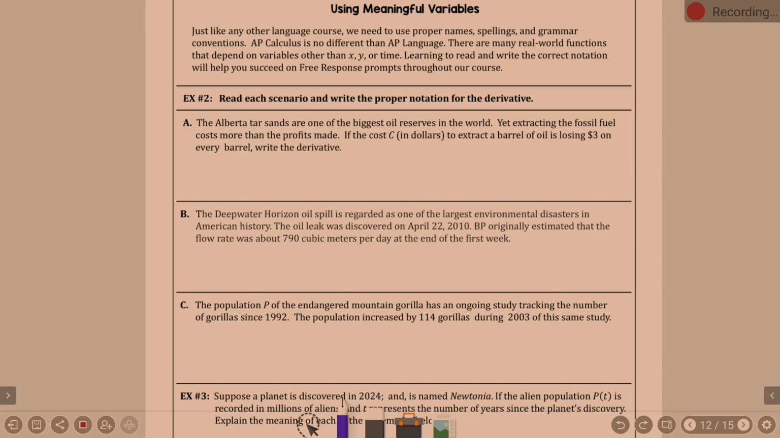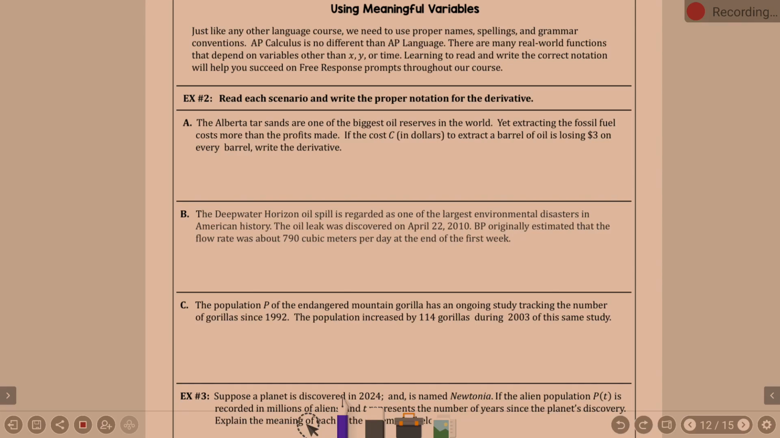So, the Alberta tar sands are one of the biggest oil reserves in the world. Yet extracting the fossil fuel costs more than the profits made. If the cost C in dollars to extract a barrel of oil is losing $3 on every barrel, write the derivative. So we're just trying to take it out of words and put it into symbols.